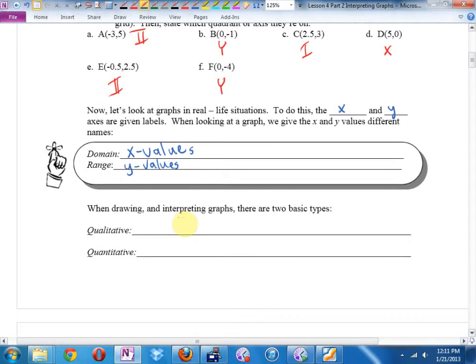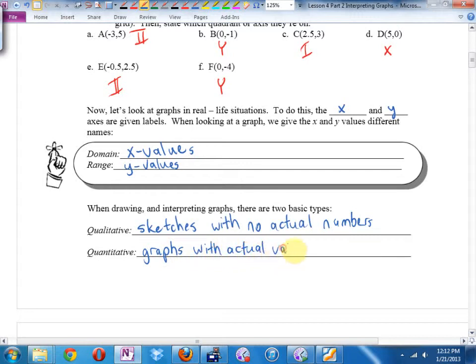When you're drawing and interpreting graphs, there are 2 basic types. Qualitative: these are sketches with no actual numbers. All you're interested in is the shape, right? And then there's quantitative: graphs with actual values. And you'll see what I mean by both in just a second.